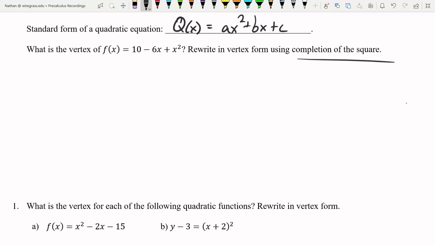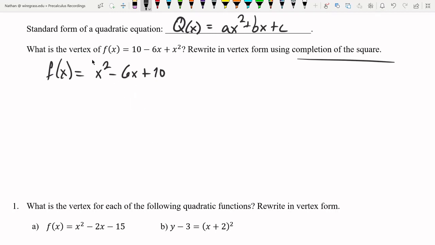The first thing you have to make sure is that you have it in the standard form. This is not in standard form, so I want to rewrite it first. I'm going to rewrite it as x squared minus 6x plus 10. And now I can go through the process of completion of the square. So the first thing I'm going to do is see if a is 1. Here a is 1, so if a was not 1, I would divide a out of both this term and this term. But since a is 1 here, I don't have to worry about that. I can continue with the process.